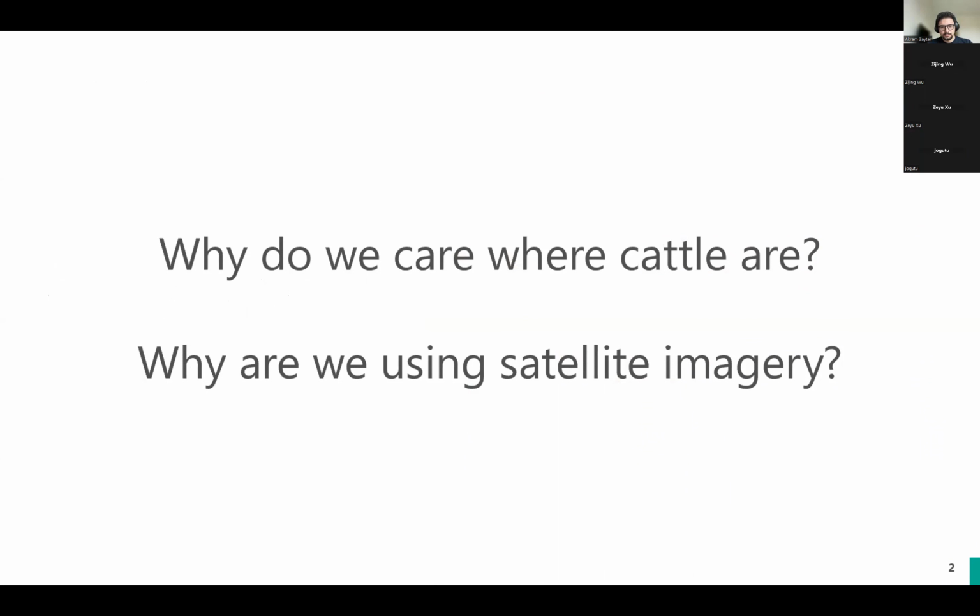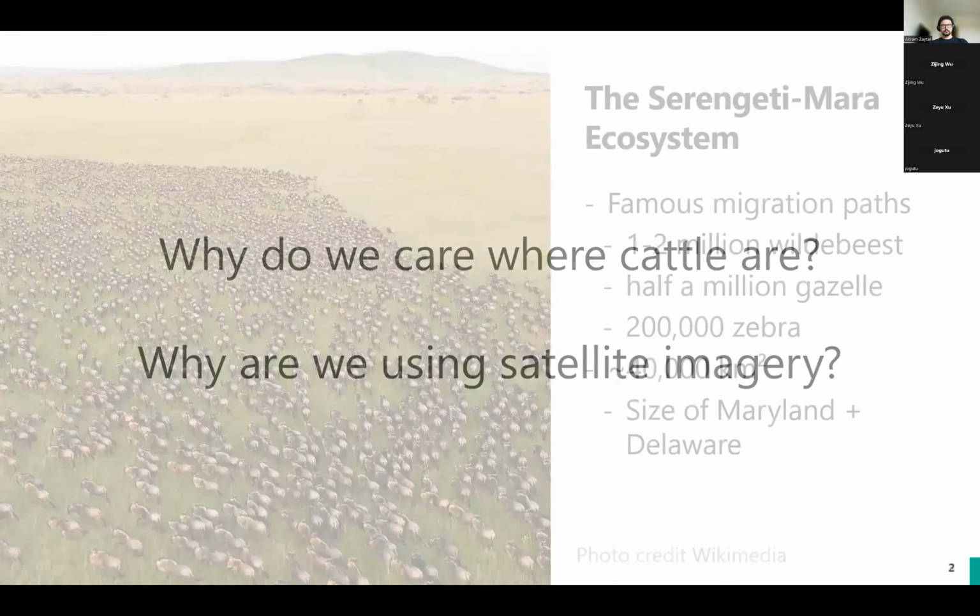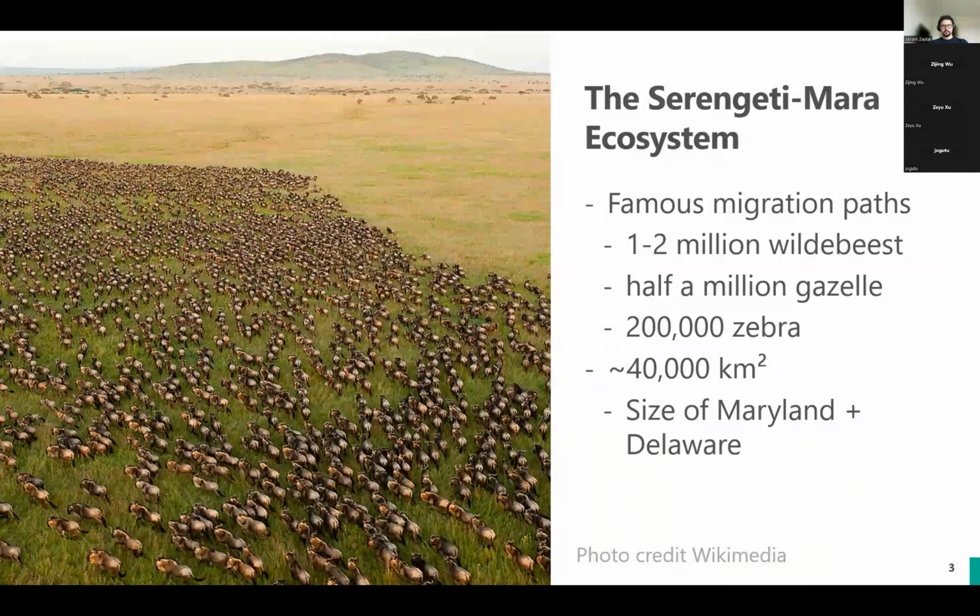So to motivate this work, we want to answer two questions. Why do we care where cattle are, and why are we using satellite imagery? This is probably not necessary for this crowd, as this entire workshop's about these questions. But one really important reason is that being able to do cattle surveys over large areas really lets us study phenomena like the Serengeti Mara squeeze. And finding cattle in satellite imagery with automated approaches enables us to perform these surveys over large areas.